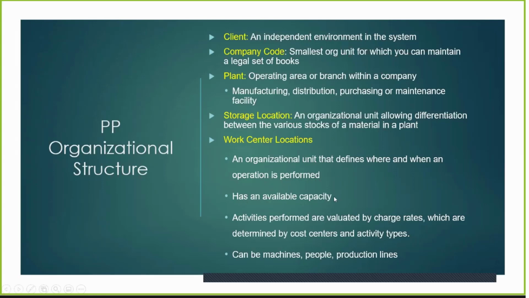And these can have availability and capacity. Meaning, for example, what the capacity is, how many cars I can assemble in these sections. Maybe we do one per hour. Okay, this is the capacity. Activities performed are evaluated by charge rate, which are determined by the cost center and activity types. So there is a cost that you will put on the work centers.